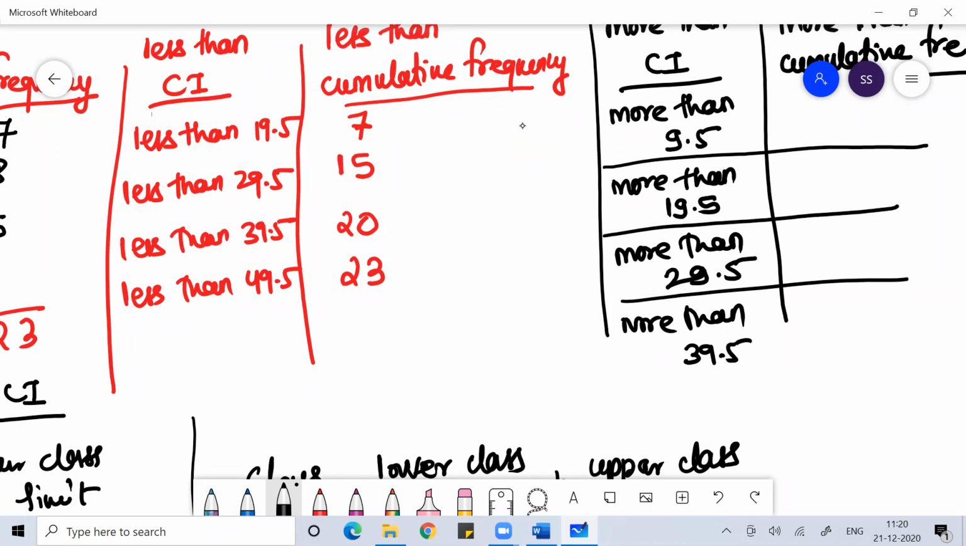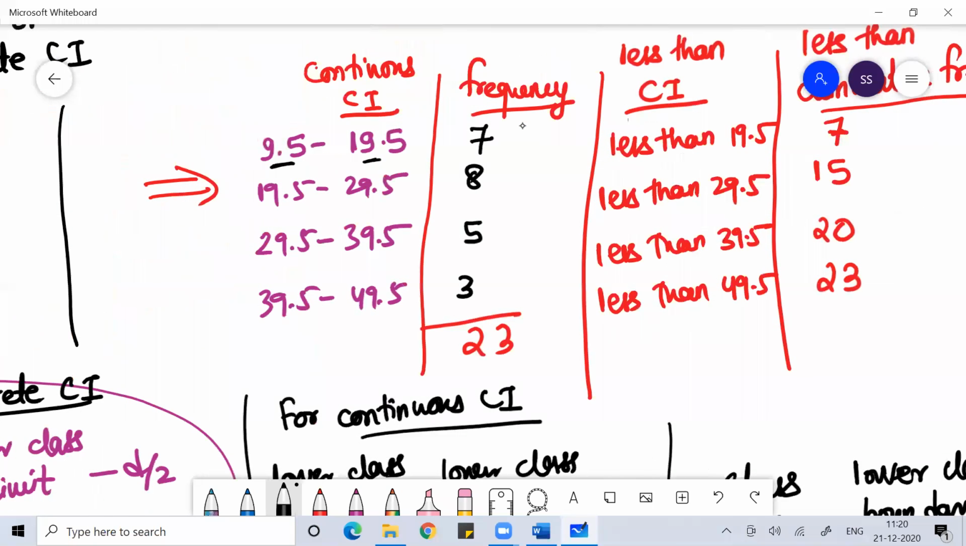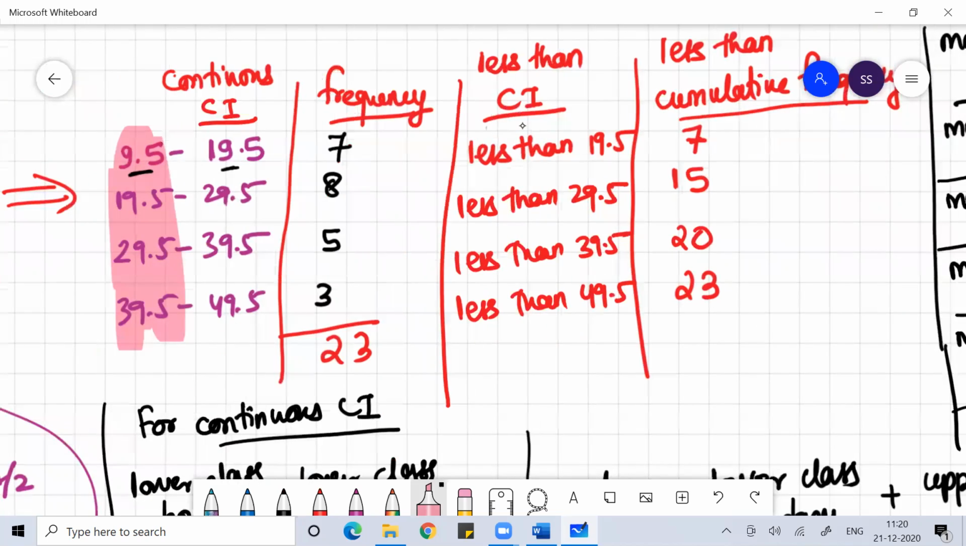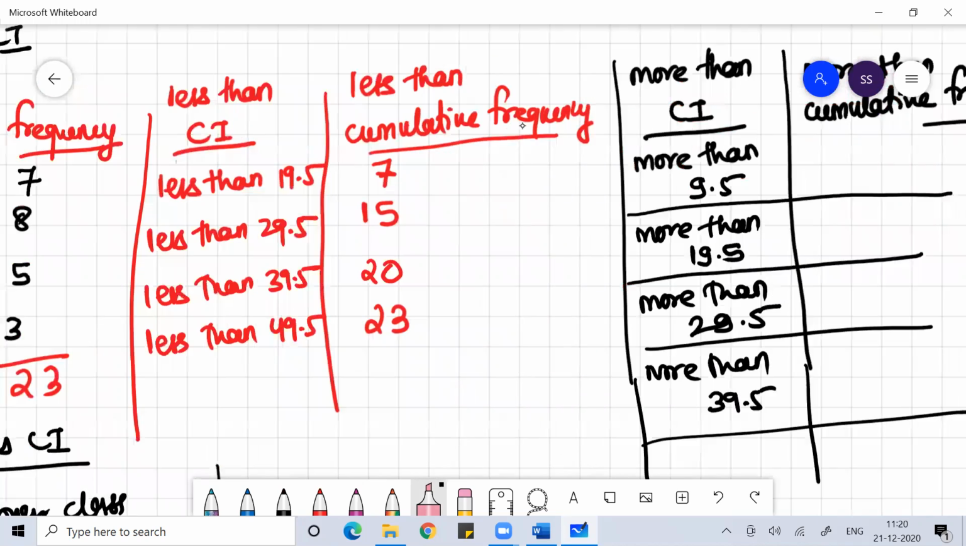So whenever we write the data in the form of more than, we always use the lower limit. Please understand, whenever we write the data in the form of less than, we always use the upper limit, while whenever we write the data in the form of more than, we always use the lower limit. So I can write this as more than 9.5, more than 19.5, more than 29.5, more than 39.5.